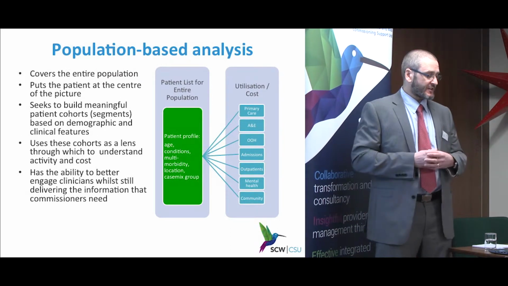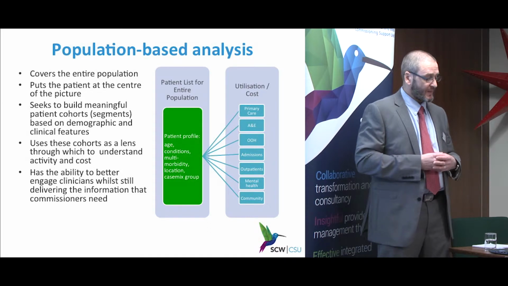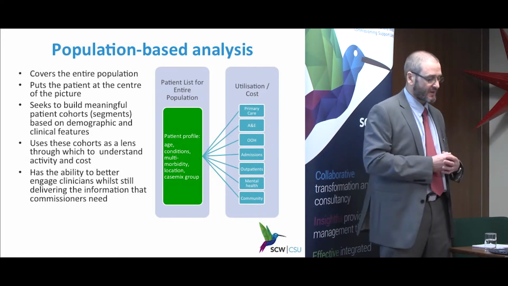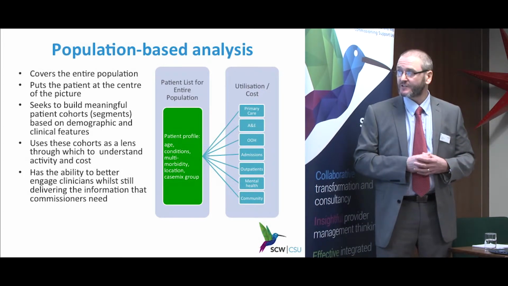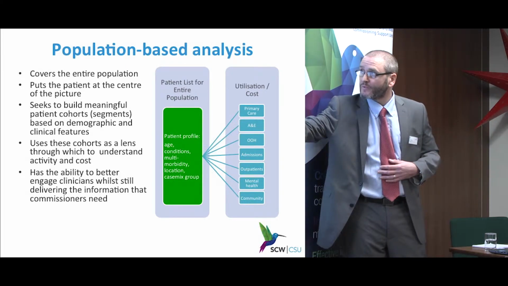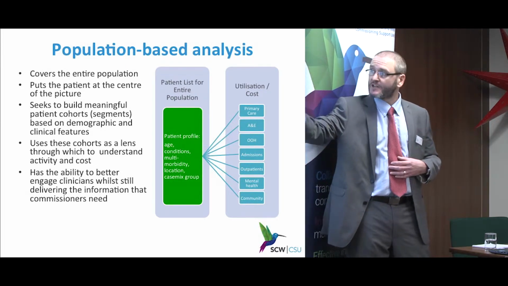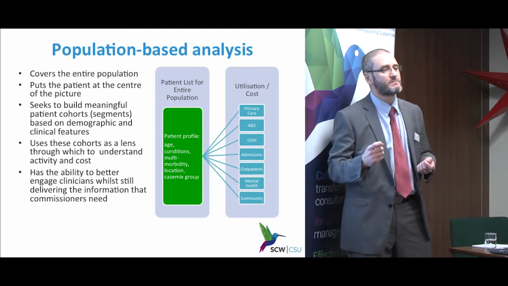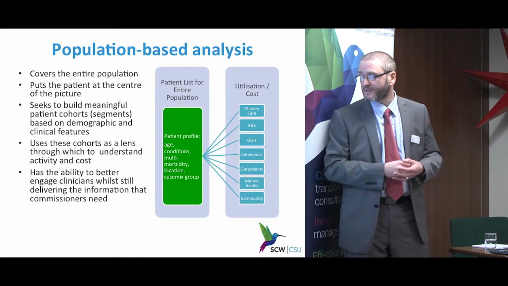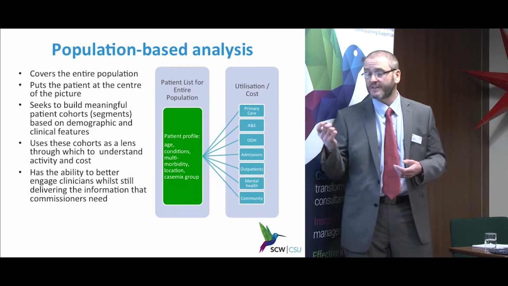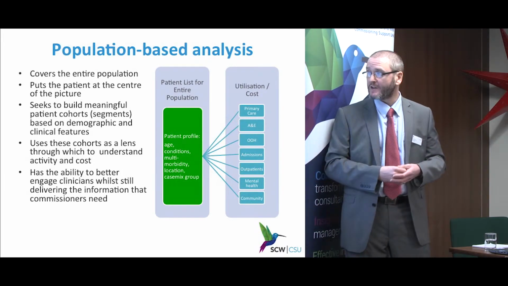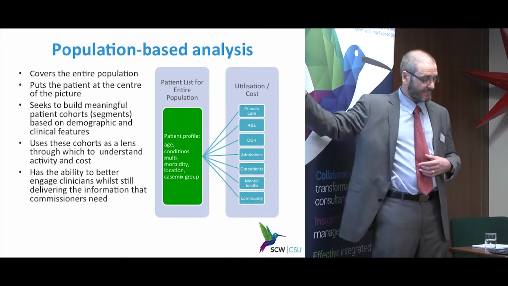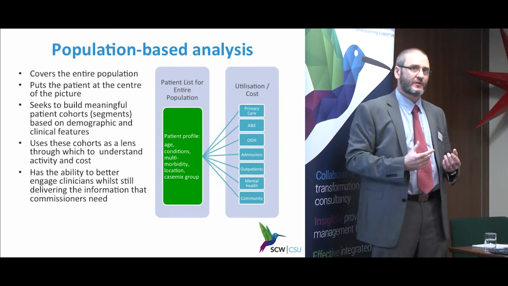So with population-based analysis, we seek to cover the entire population. It puts the patient at the centre of the picture, and we seek to build meaningful patient cohorts or segments, as we might describe them, based on demographic and clinical features. So the starting point is this here. We start out trying to cover the entire population, understand the age profile, the conditions, multimorbidity, the total level of multimorbidity, or the specific conditions that make up that multimorbidity. We might want to understand other demographic features like location, and we might derive things like Casemix groups or segments from that information. And then we seek to use that information as a lens through which we understand everything on the right-hand side here. So that forms a very different approach.